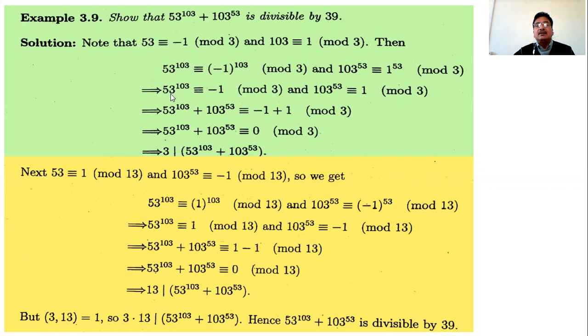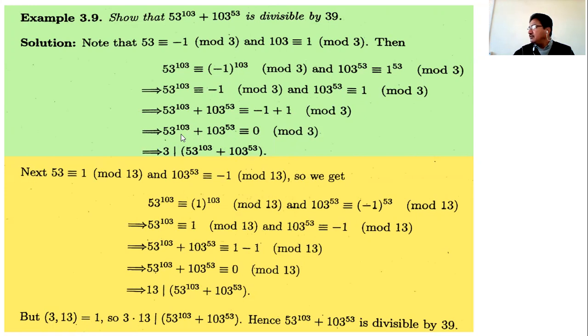Then by using the theorem that if A is congruent to B modulo N and C is congruent to D modulo N, then A plus C is congruent to B plus D. That is, this plus this is congruent to minus 1 plus 1 modulo 3, that is 0. And therefore 3 divides 53 raised to 103 plus 103 raised to 53, because we have remainder 0, by using the definition of congruence relation.